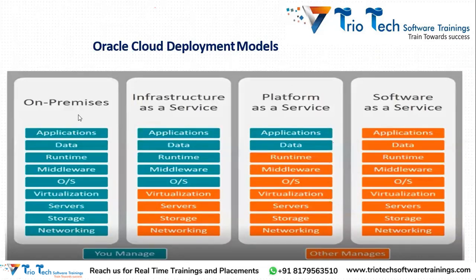Right now, what you see here is on-premise at this level, and then infrastructure as a service, platform as a service, and software as a service. On-premise, as we have already understood, is something that will be maintained. All the applications would be deployed at the client place using the client's infrastructure. That is where you see these points here: server, storage, networking, everything has to be managed by you.